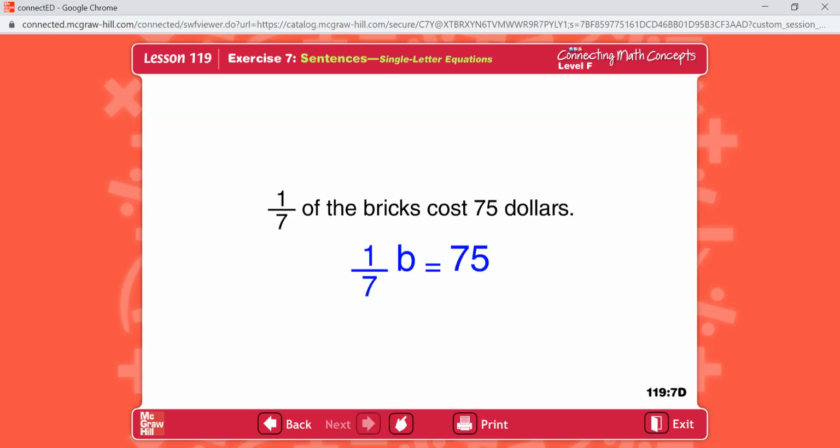Problem D, the turtle was 7/5 the age of the parrot. The equation, T equals 7/5 P. Problem E, 3/4 of the eggs weigh 24 ounces. The answer, 3/4 E equals 24.